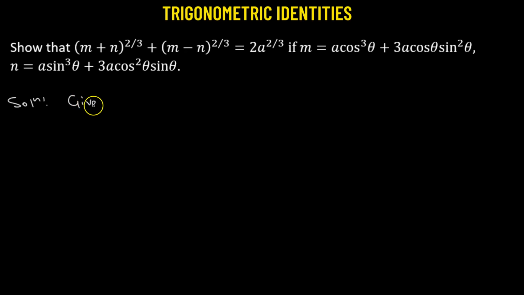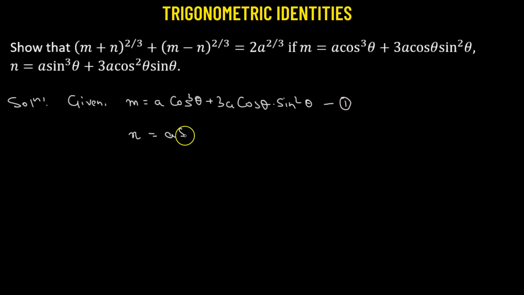So here we have m, which is given by a times cosine cubed theta plus 3a times cosine theta times sine squared theta. And we just let this be equation number 1. And then we have n. So the n value is given by a times sine cubed theta plus 3a times cosine squared theta times sine theta. So let this be equation number 2.